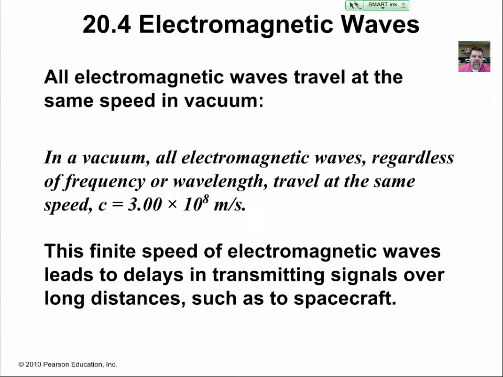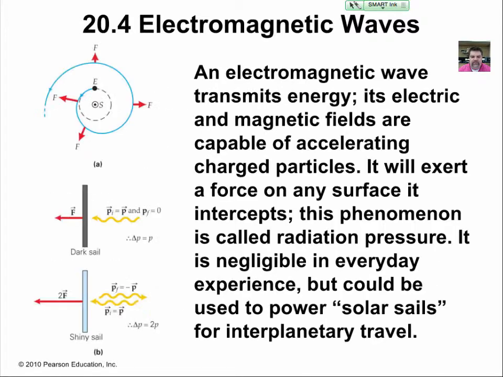So this finite speed of electromagnetic waves leads to delays in transmitting signals over long distances, such as spacecrafts. So when we broadcast something to one of the rover modules on Mars, there's a significant amount of time, even though it's traveling very, very fast.